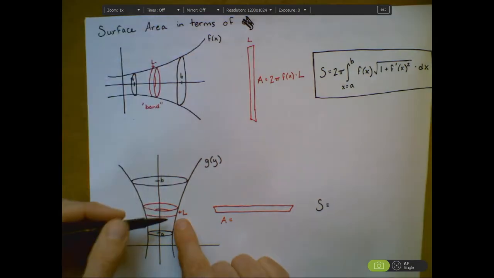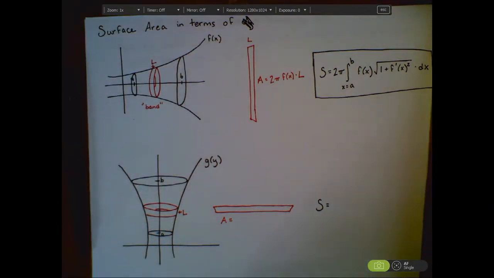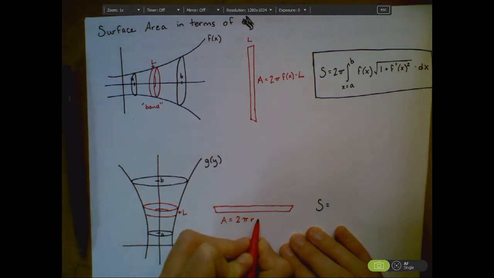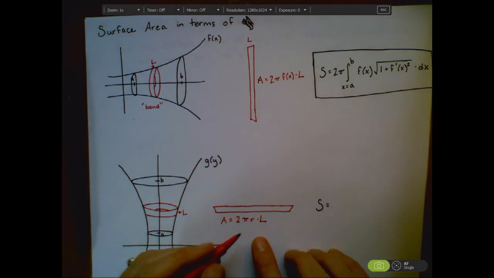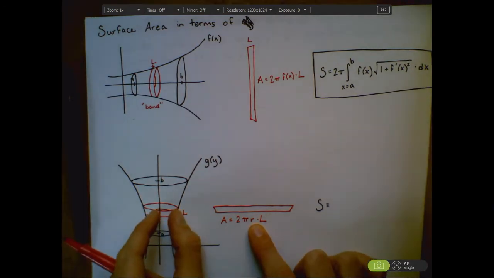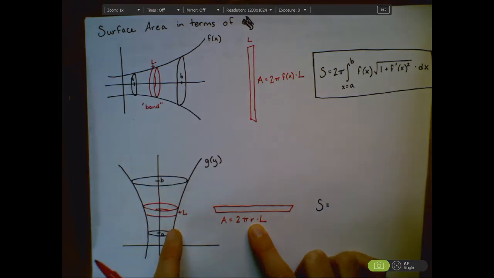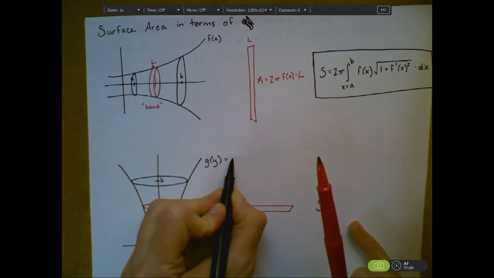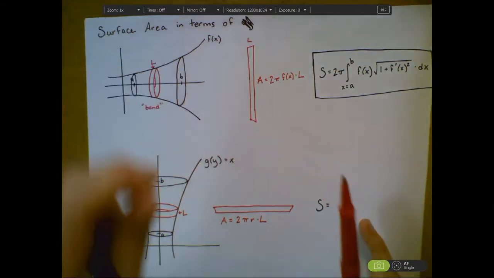And it means that for each one of these little bands, the same thing is true: the area here is still going to be 2 pi r L, but our r and our L change slightly. Our r in this case is this width here, which is our x value, and x in this case is given by g of y. That's our distance over, rather than talking about a distance up.